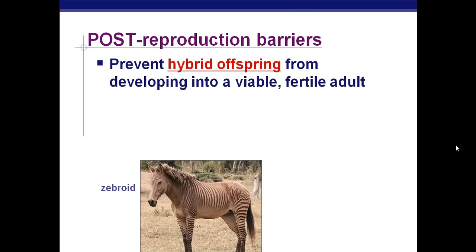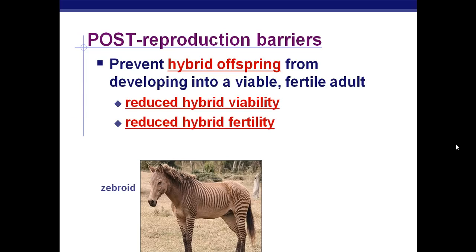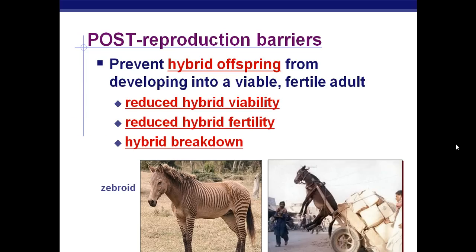So a post-zygotic barrier would prevent the hybrid offspring from developing into a viable fertile adult. So let's say that none of those pre-zygotic barriers worked or were in place, and two different species go ahead and reproduce. Here's a barrier that can prevent that from moving on. Now, sometimes, and most times, hybrids are not quite as good as the species from which they came. Here are the three problems that you definitely need to know, and we'll look at why this is true. What happens when species hybridize? Reduced hybrid viability, we'll talk about each one. Reduced hybrid fertility, and hybrid breakdown. So let's take a look at each one.